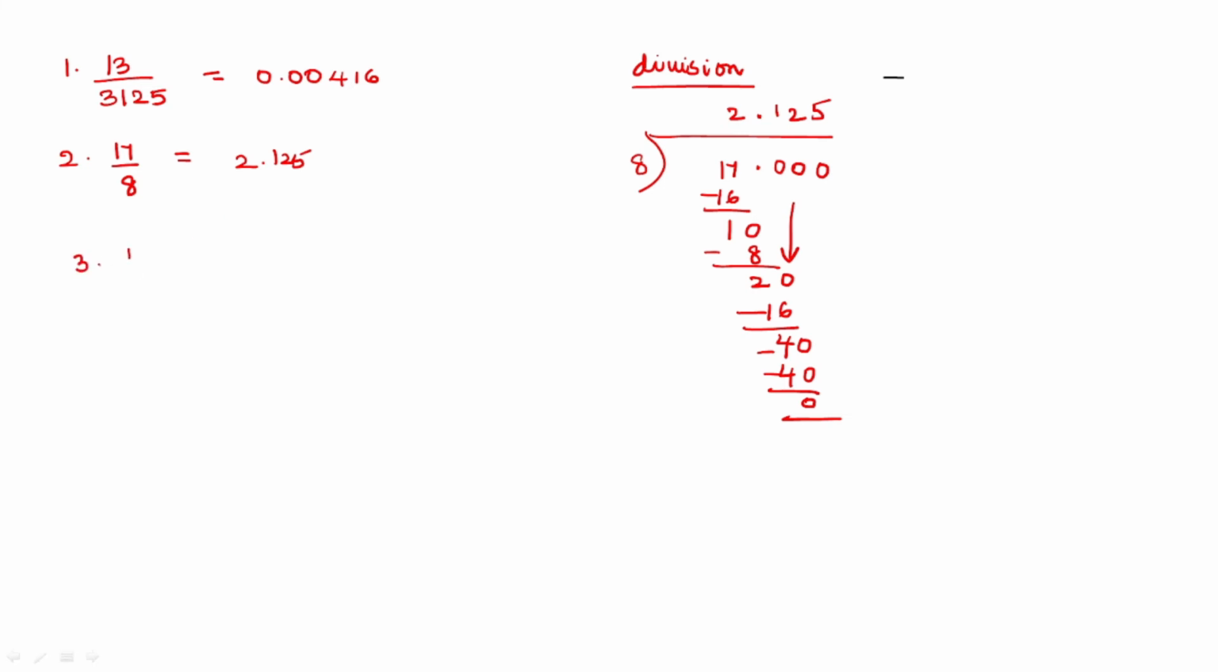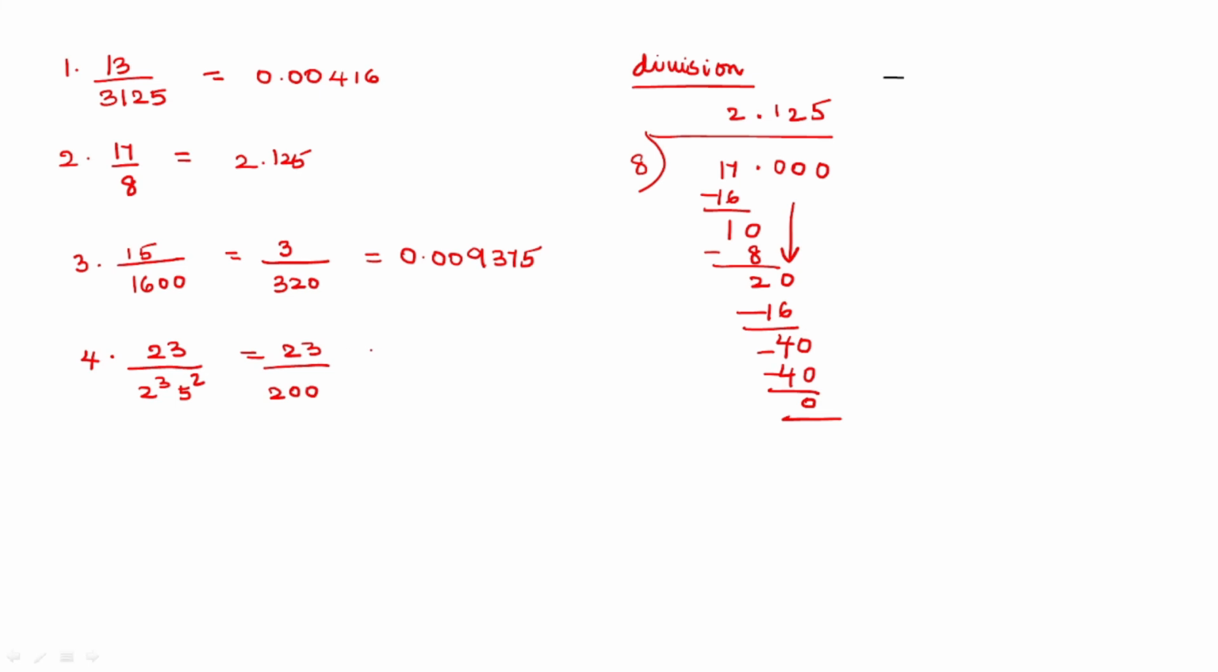So 15, the third terminating decimal expansion, was 15 upon 1600. We simplified it further, and this became 3 upon 320. Upon simplification of this, we got 0.009375. Then 23 upon 2 cube and 5 square. Even this was simplified to 23 upon 200. This is going to be 0.115.